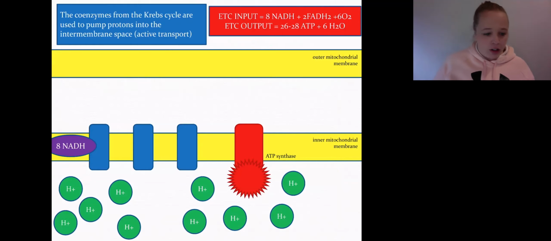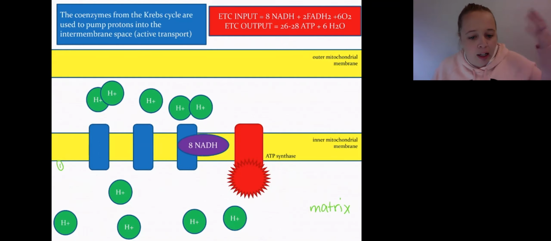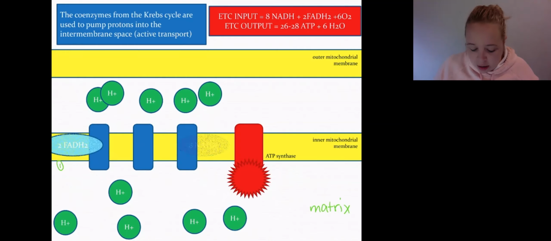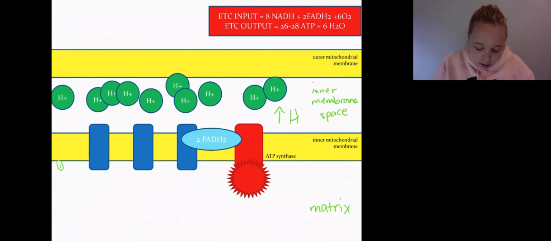Okay, so here's my little animation just to show you what's going to happen. So we're going to start over here with the purple NADH. So we start over here. You can see that we have a whole bunch of hydrogen ions inside the matrix. Okay, so we're inside the matrix here. Now this NADH is going to move along through the chain, dropping off its hydrogen ions and using the energy to pump those hydrogen ions through into this inner membrane space.